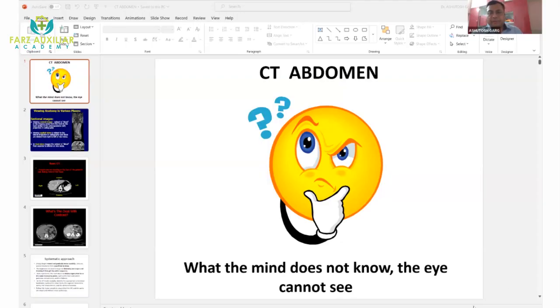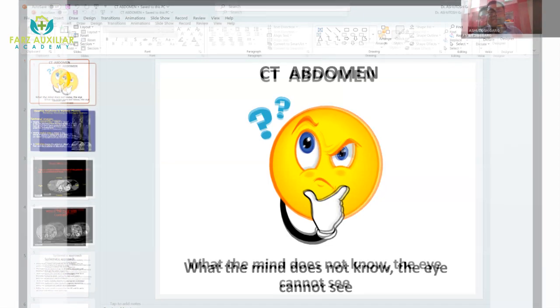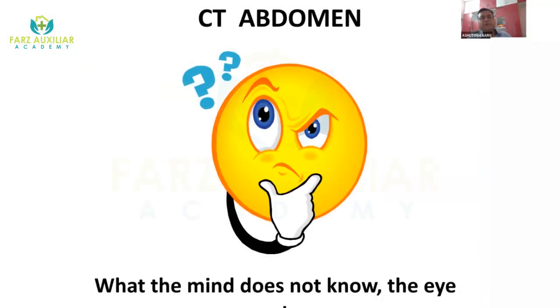CT abdomen is a topic which is very important for the EDIC 2 exam. In this, what the mind does not know, the eye cannot see. If you don't know what the pathology is in the given CT abdomen, you cannot tell what the pathology is and what the treatment will be. Suppose there is pneumatosis intestinalis, air in the wall of the intestine. If you don't know how it looks, you cannot give the answer.